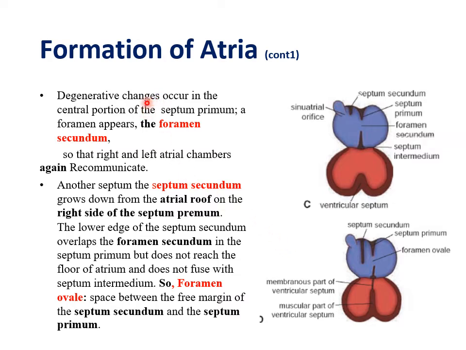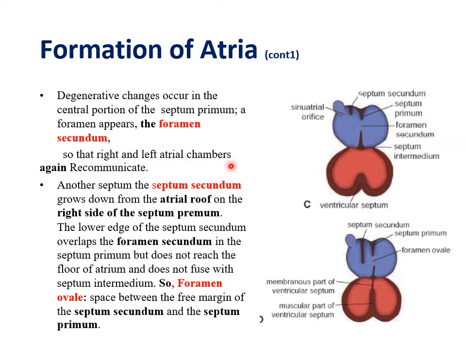So there will be some sort of degenerative changes that occur in the central portion of the septum primum. The septum primum will be complete in here, with communication between the septum primum and the intermedium. With degeneration of the central portion of this septum, a foramen appears, and we are calling this the foramen secundum, the secondary foramen. So the right and left atrial chambers are recommunicating again. They were fused together, and some degenerative changes occur.